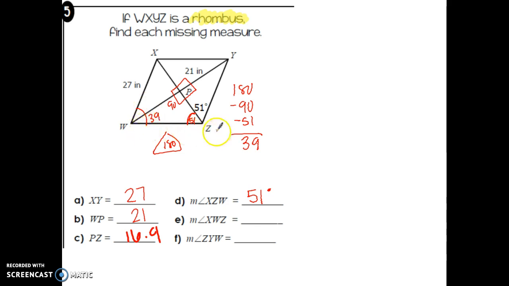So XWZ, that gives us 39, so then this should also be 39 degrees. And so when you add those two up, then this would actually give you 78 degrees. So this entire thing is 78 degrees. And then last we have Z, Y, W.